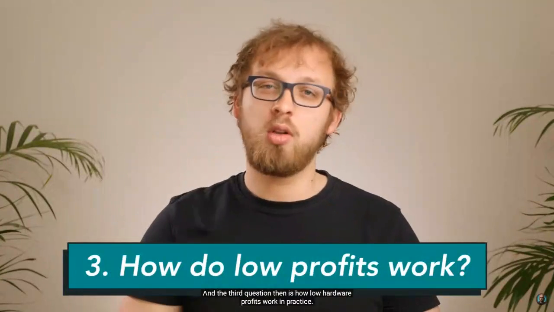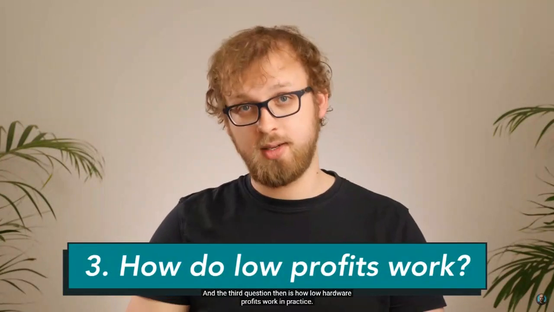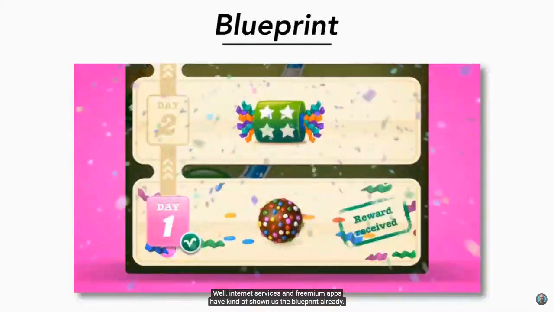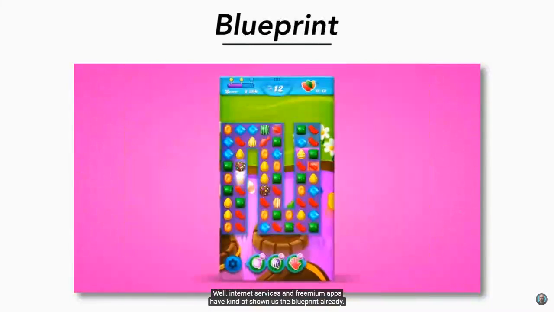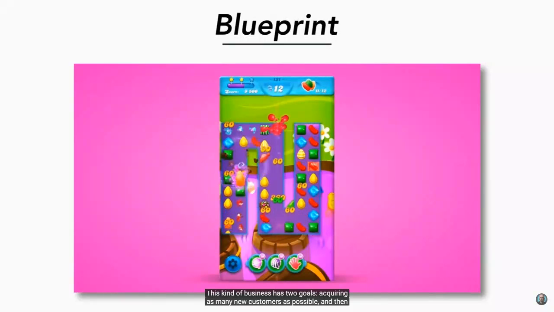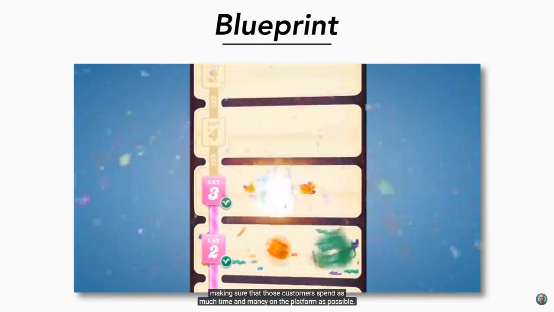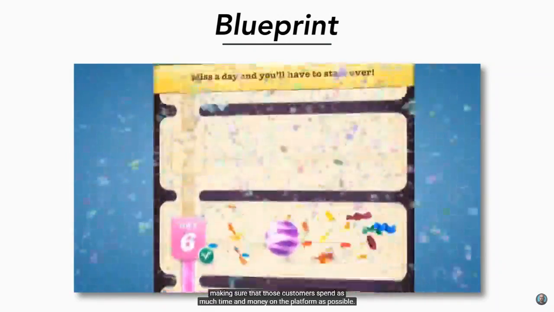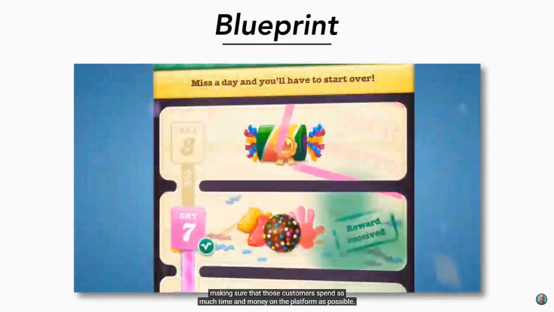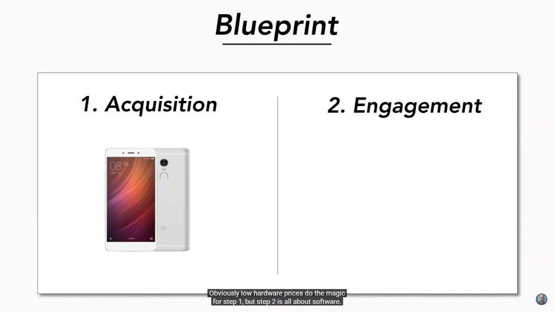Good PR can create value out of seemingly thin air. And the third question then is how low hardware profits work in practice. Well, internet services and freemium apps have kind of shown us the blueprint already. This kind of business has two goals: acquiring as many new customers as possible and then making sure that those customers spend as much time and money on the platform as possible. Obviously, low hardware prices do the magic for step 1, but step 2 is all about software.